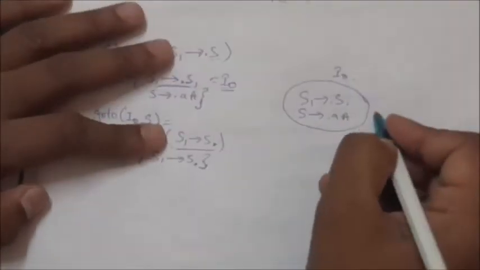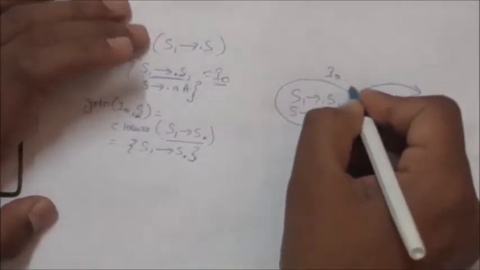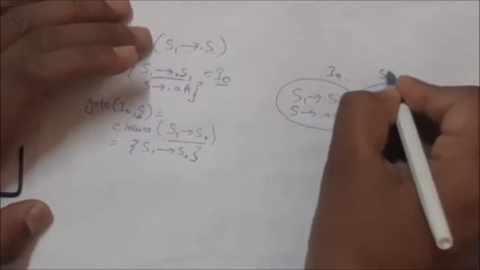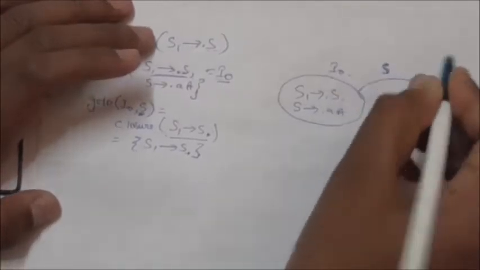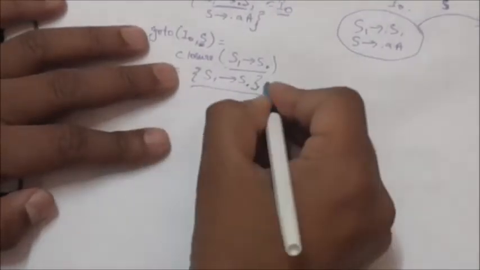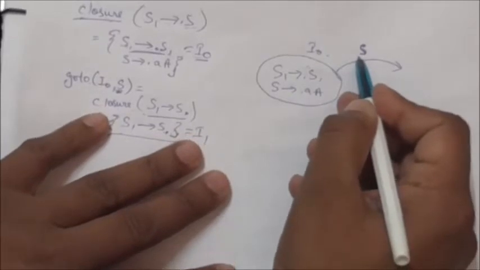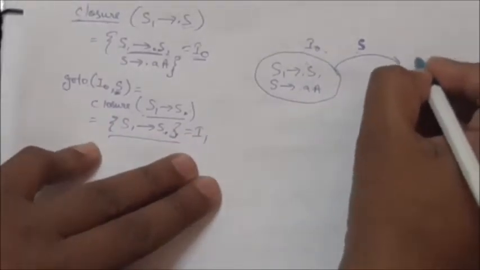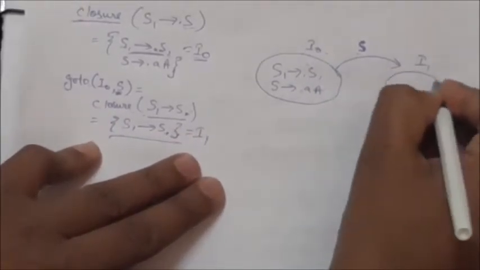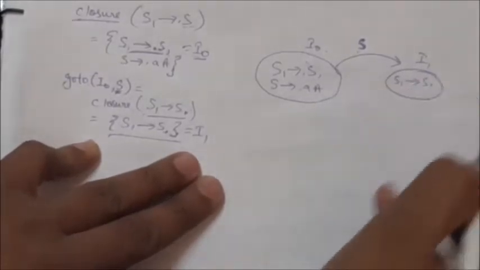So here I will add the transition from state I0 on reading the symbol S. Let us call this set I1. So from I0, on reading the symbol S, there will be a transition to state I1, and I1 will contain the item S1 derives S dot.